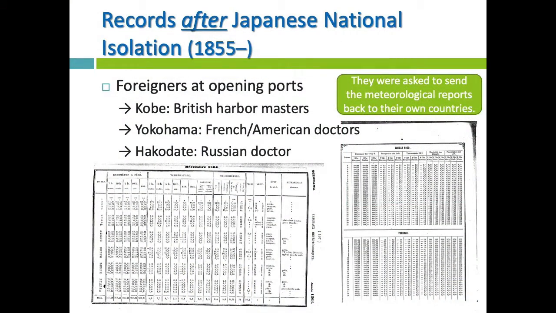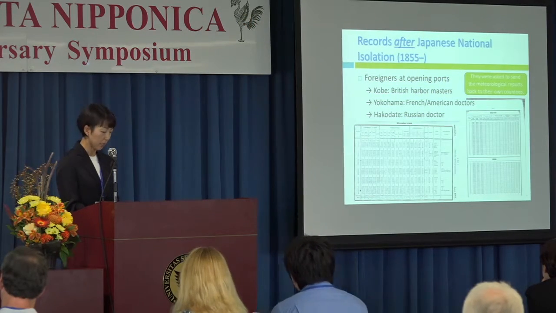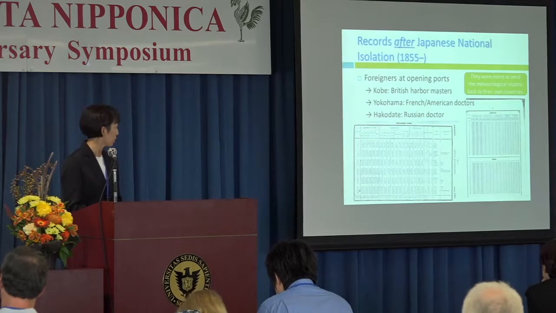And then these are the other samples of meteorological reports after Sakoku. In Kobe, British harbor masters. In Yokohama, French and American medical doctors. And in Hakodate, Russian doctors made observations. Basically, they sent their reports back to their own countries. And later, meteorological tables were published in yearbooks or academic journals by meteorological institutions.